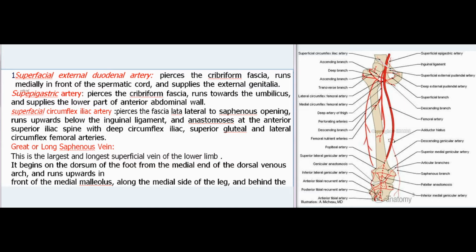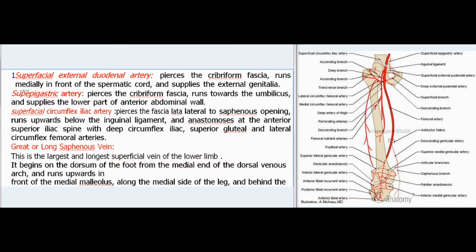Subepigastric artery pierces the cribriform fascia, runs towards the umbilicus, and supplies the lower part of the anterior abdominal wall. Superficial circumflex iliac artery pierces the fascia lata lateral to the saphenous opening, runs upwards below the inguinal ligament, and anastomoses at the anterior superior iliac spine with the deep circumflex iliac, superior gluteal, and lateral circumflex femoral arteries.